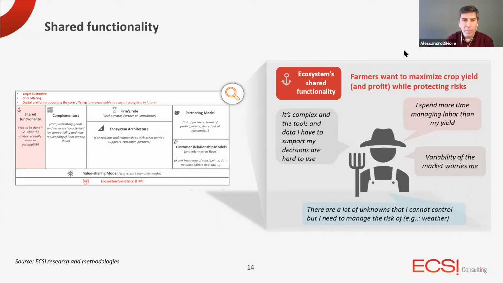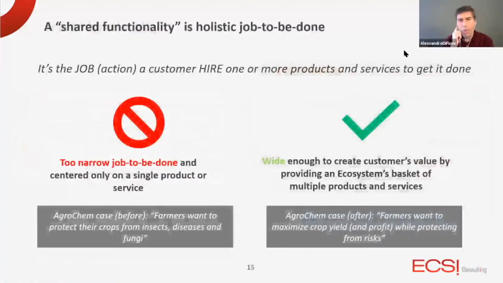You start to think, okay, I'm selling pesticides, I'm selling chemical products fundamentally for the farmer. So what is my job to be done? And the question is not a trivial one, because if you go for a job to be done, which is the shared functionality, which is too narrow, you go back to your product strategy.